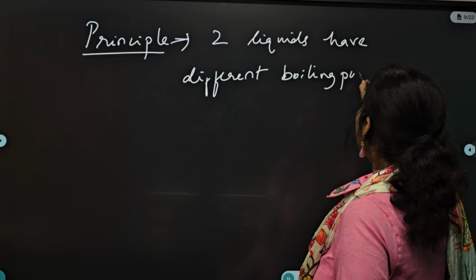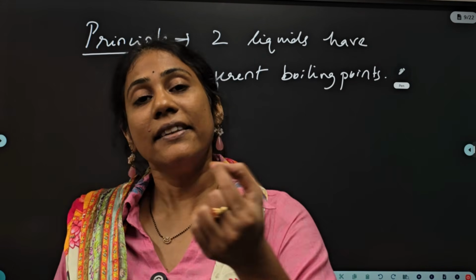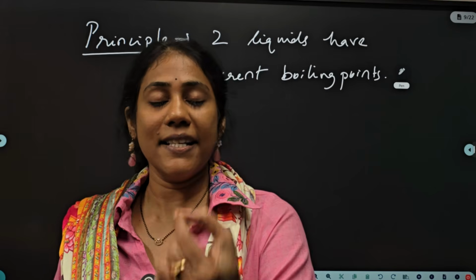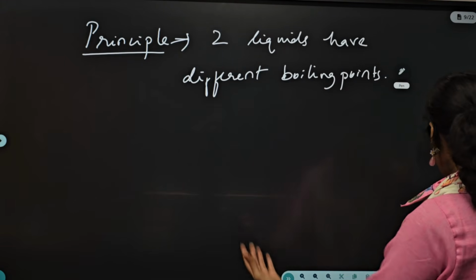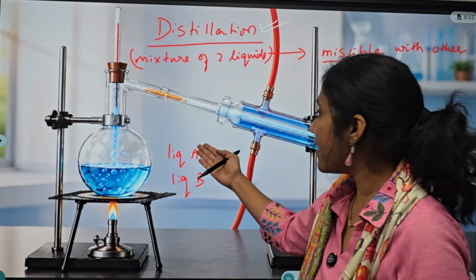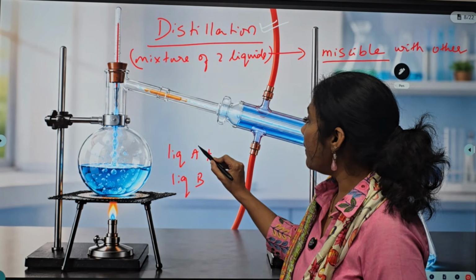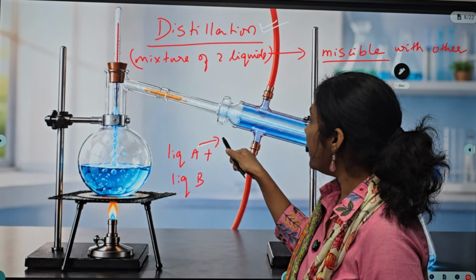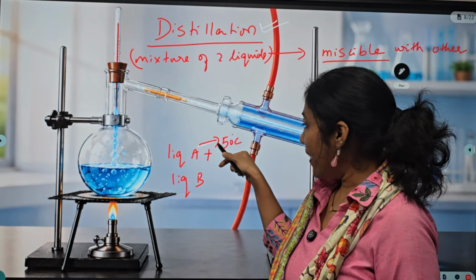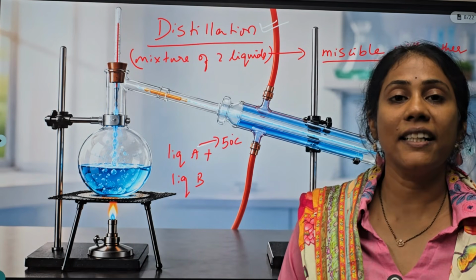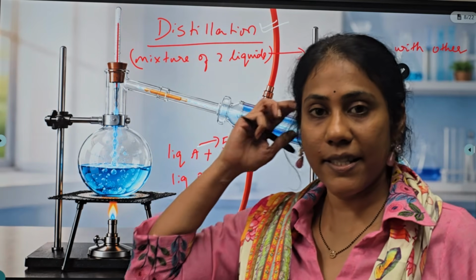When you heat, one liquid gets vaporized at one particular boiling point, the other liquid will get vaporized at another boiling point, another temperature. Based on that logic, we are separating liquid A from liquid B. Suppose liquid A has a boiling point of around 50 degrees centigrade. It means when the temperature reaches 50 degrees, liquid A's vapors will start coming. It will get vaporized, isn't it?